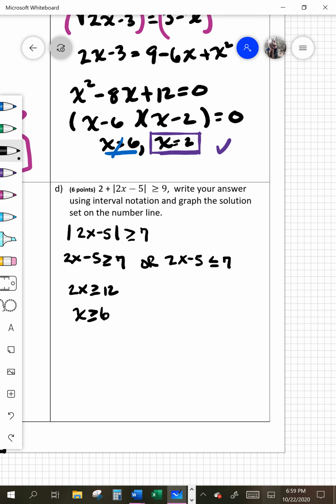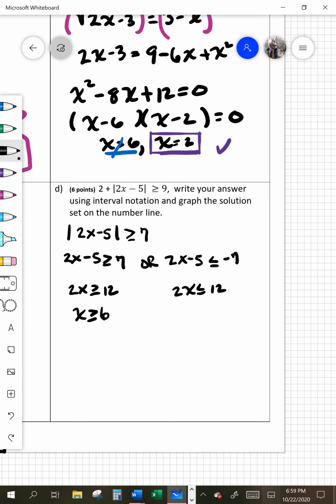Let's do the same thing over here. Let's isolate the x. Let's add 5 to both sides. We get 2x is less than or equal to 12. Oops, I made a mistake already. So this should have been x is less than or equal to negative 7.